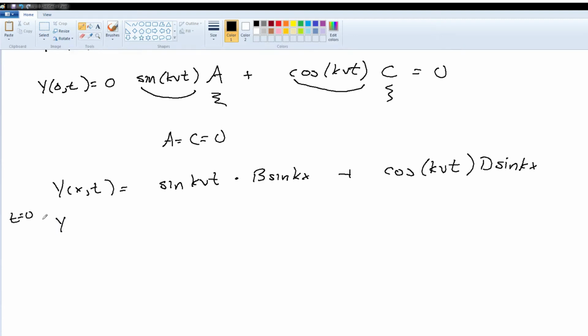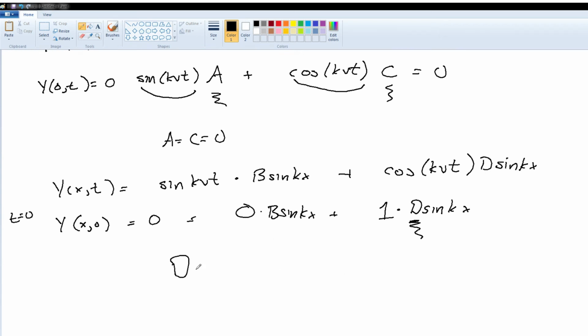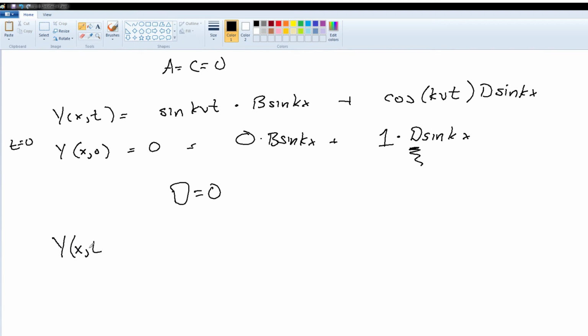So at time 0, what do we know about the displacement of the string? Well, the string was initially stretched straight, meaning its vertical displacement is all 0 at time 0. So replacing t with 0, sine of 0 is 0, cosine of 0 is 1. If that must be 0, d has to be 0, because sine of kx is changing with position x. So let's update our function. D is 0, so it's all sine from here on.